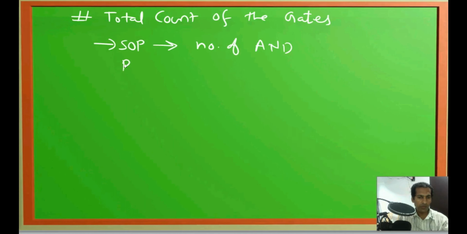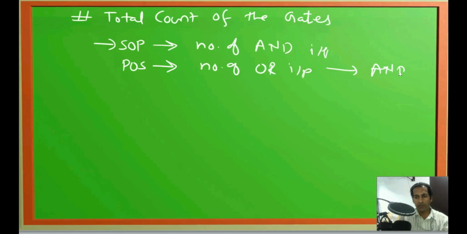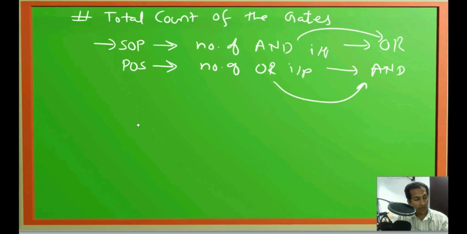And if the expression is in POS form, we find the number of OR inputs and the OR gates feeding to AND gates. Here AND gates feed to OR gates, and here OR gates feed to AND gates. And if it is a hybrid form, then we count the gate inputs and the gates feeding other gates.